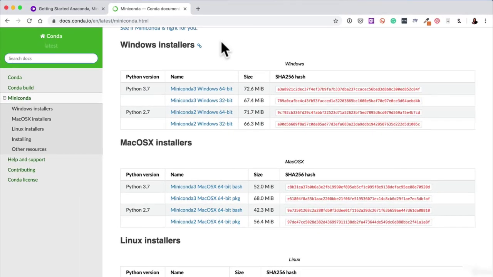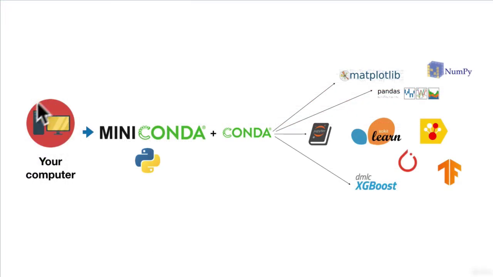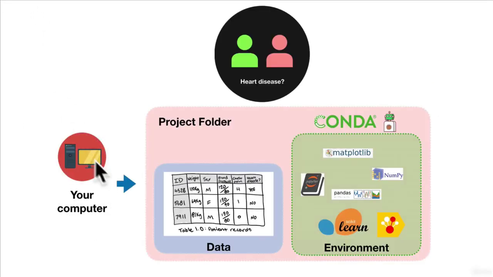Move to bin. So what have we actually done? What we've done is we've got our computer and we've just done this step. We've installed Miniconda plus Conda. And remember, Miniconda is going to come along with something like Python, which is what we need to use these packages. All of these packages are written in Python code. Now, what we can do is we're going to set up this little workflow. We've got our computer. We're going to set up a project folder. And then we're going to use Conda, which came with Miniconda, to create an environment.